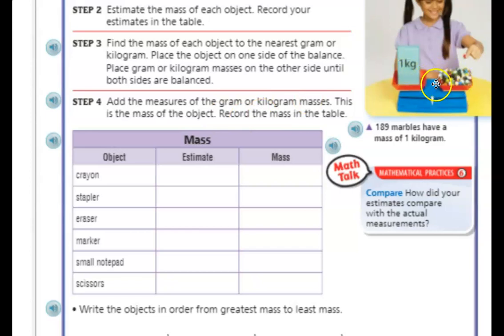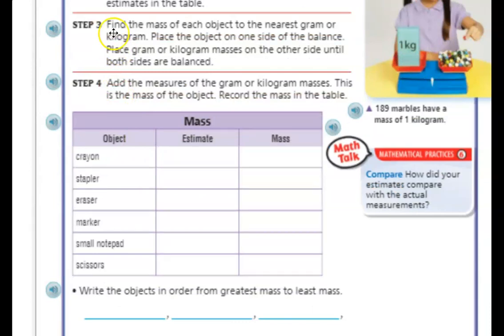So we have the little girl up here with the scale. So what we want to do is find the mass of each object to the nearest gram or kilogram. Place the object on one side of the balance, place gram or kilogram masses on the other side until both are balanced, okay? Now, we're just going to decide if we're going to use a kilogram or closer to a gram.